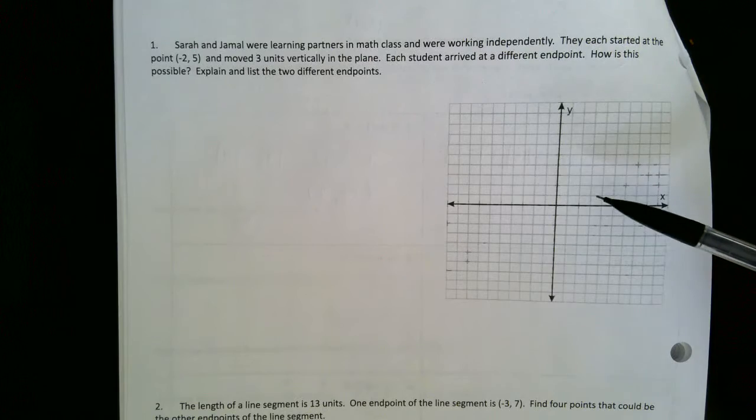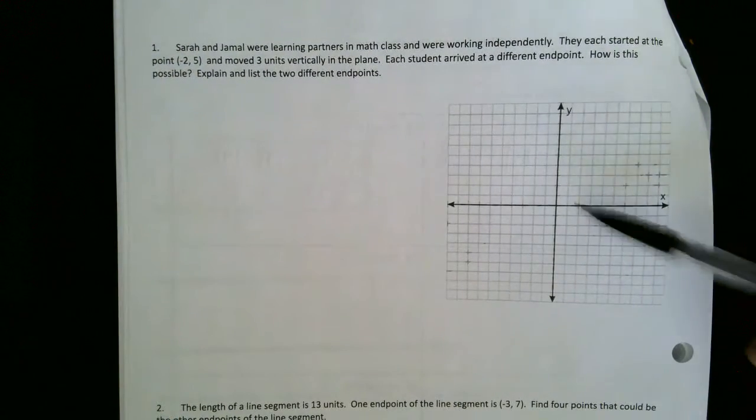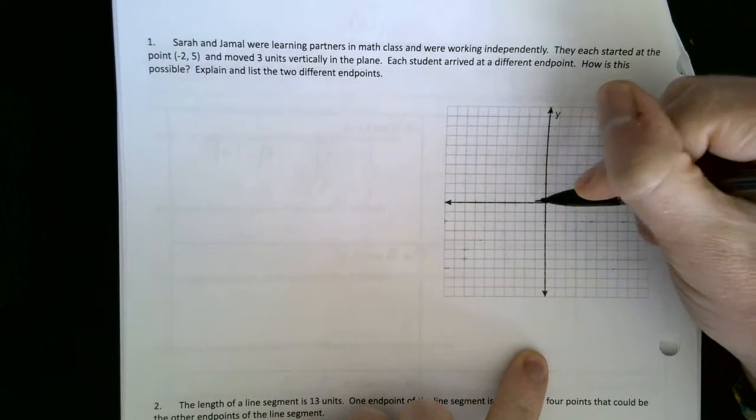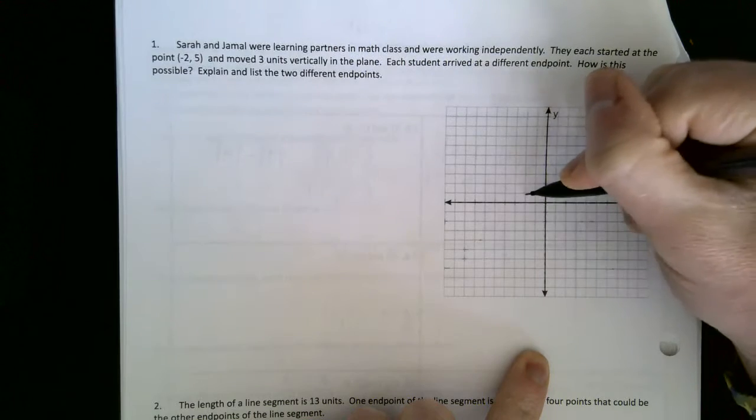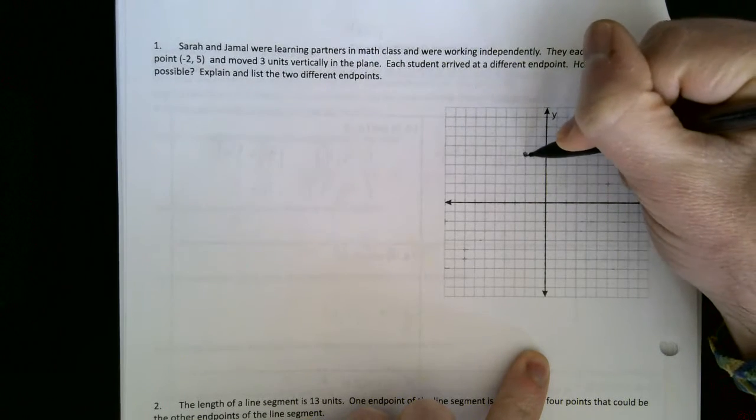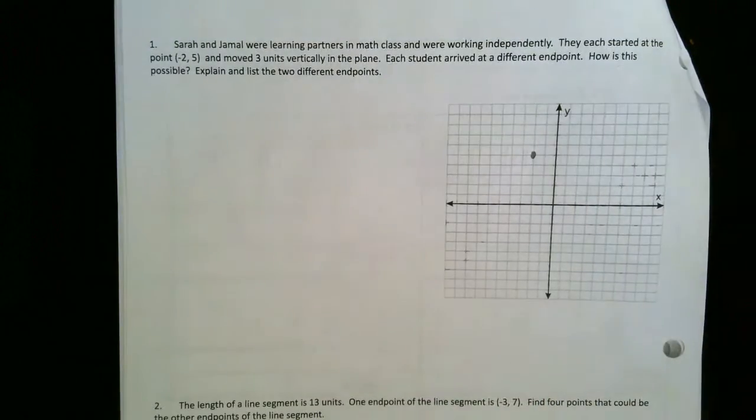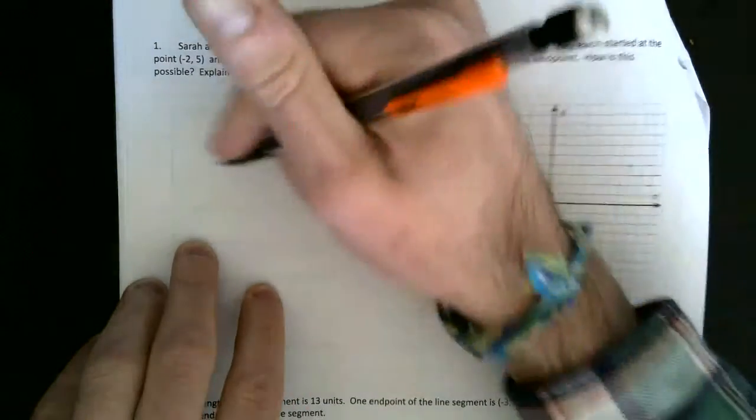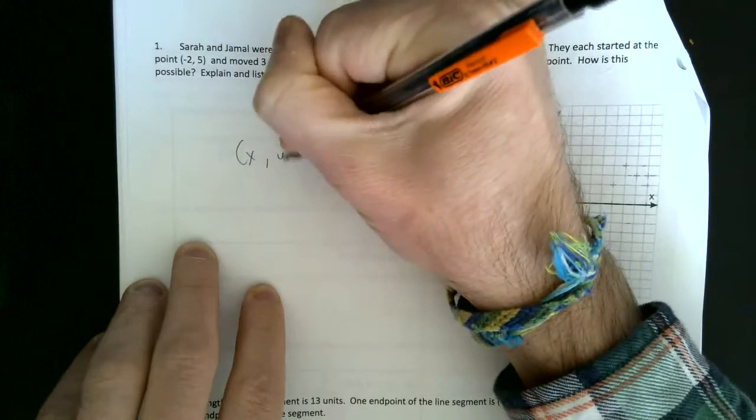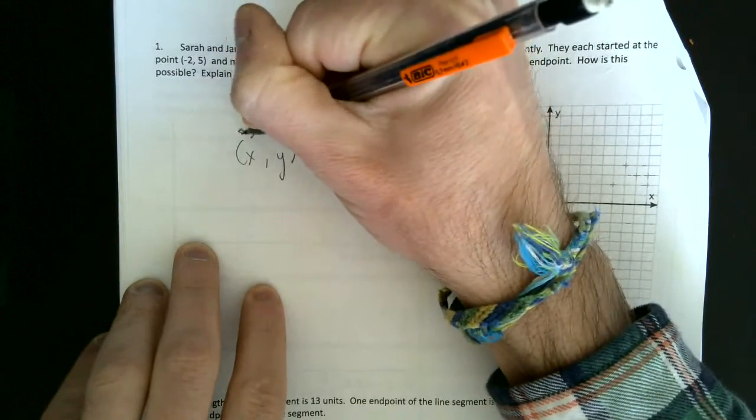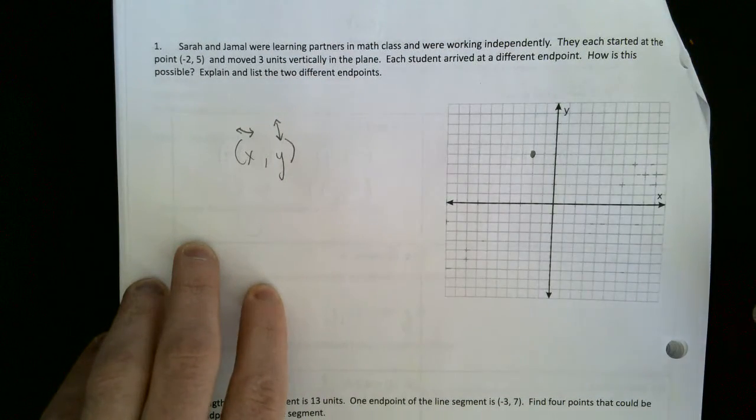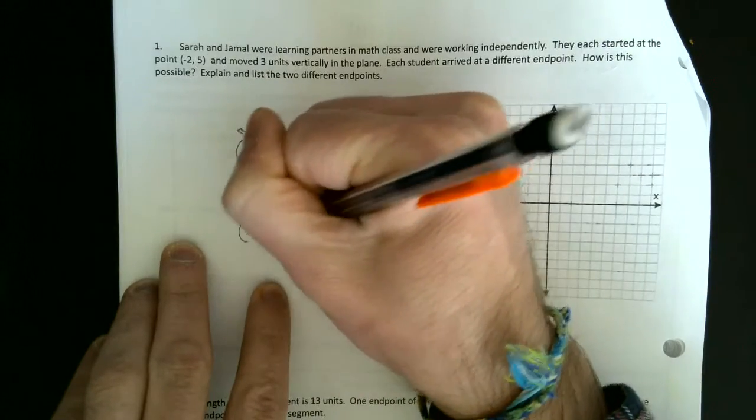All right, the first thing we could do is put this point, negative 2, 5, on the coordinate plane. So that means we'll start at 0, side to side, negative 2, up to 5. There's the point. So they started here and they moved 3 units vertically. Now vertically again means up and down. So I'm just going to write this down. You got x, you got y. X is side to side. Y is the one that's up and down. So you start with this point, negative 2, 5.